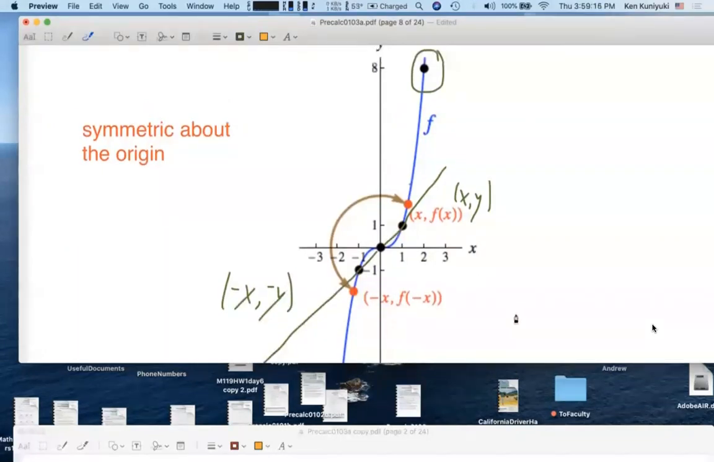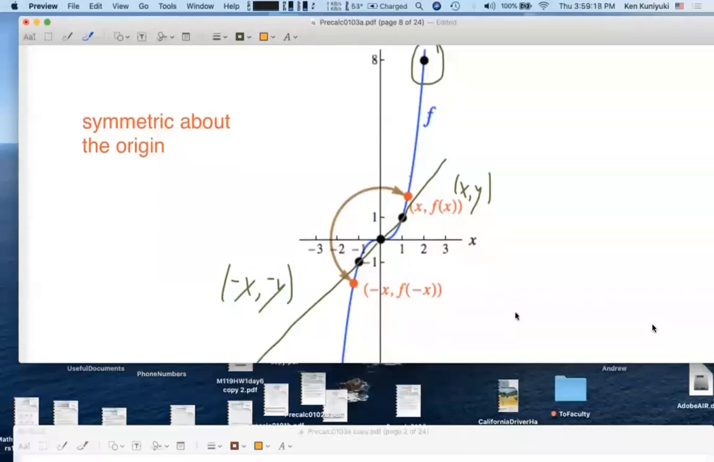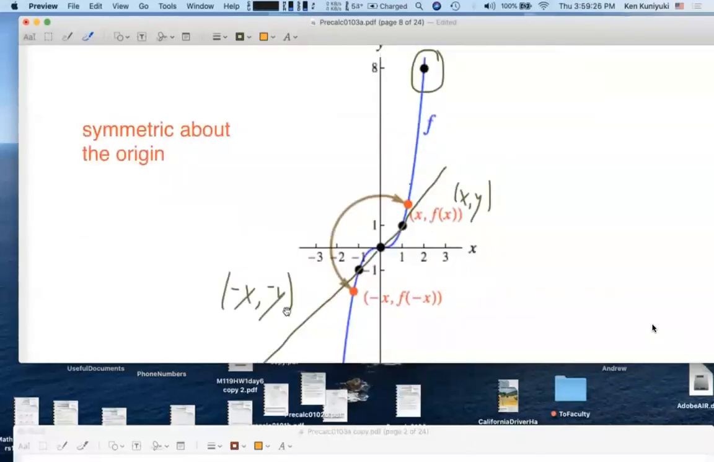So, various ways to think about symmetry about the origin. If you rotate this graph about the origin 180 degrees, you get the same graph. The point (x, y) leads to the point opposite of x, opposite of y. You always get those partner points. And you can draw a line through the origin and the 2 points like so.